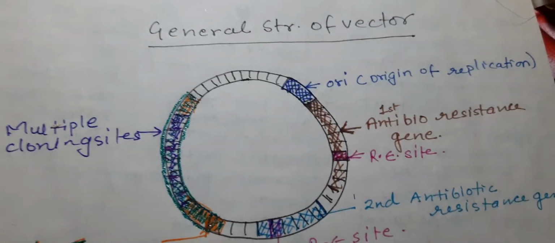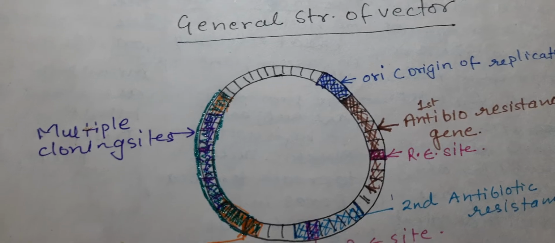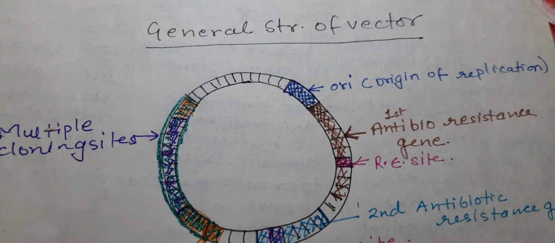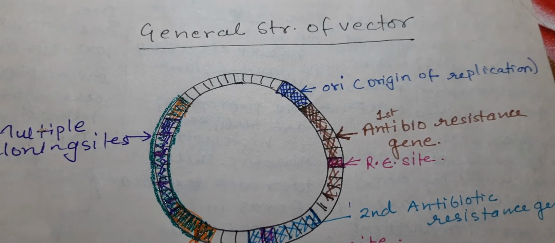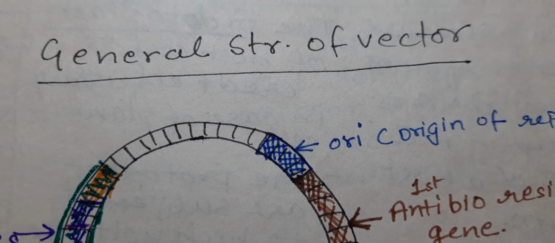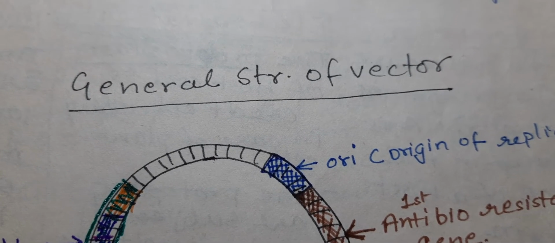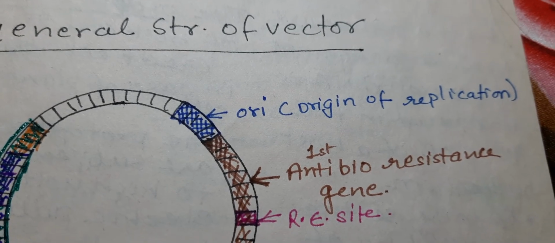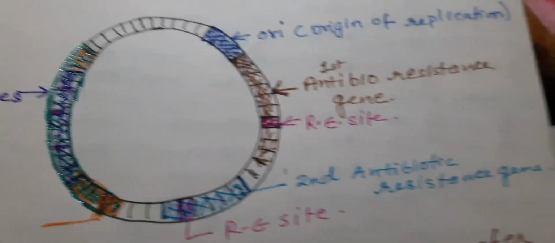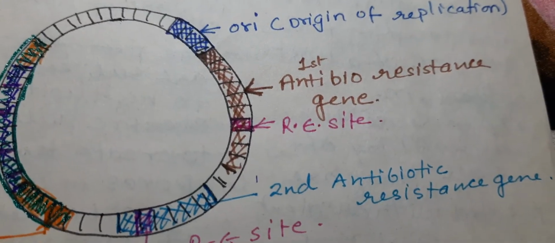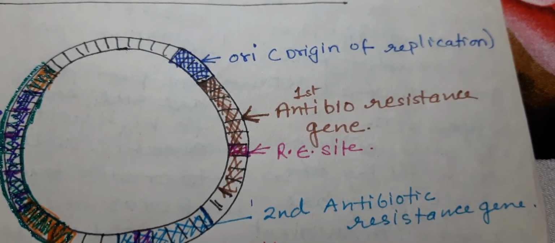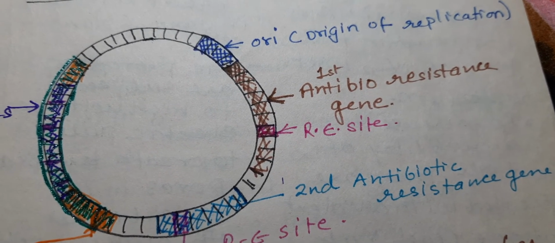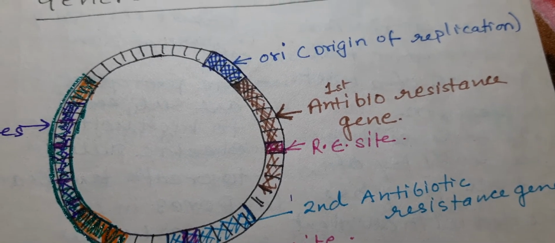Now if you look at the general structure of a vector, if you have gone through all the vectors, suppose I made one vector which contains all the features of all the vectors, just to give you the idea of what exactly a vector is. So the vector should have an origin of replication, which is very important. Otherwise, if they don't have their own origin of replication, they cannot multiply within the host cell. Second is an antibiotic resistance gene, which is used as a marker. It may be 1, 2, 3. So if they have 2, it offers the advantage of good selection. And these antibiotic resistance genes have target sites for restriction endonuclease so that they can be cut and you can insert the foreign DNA within them.